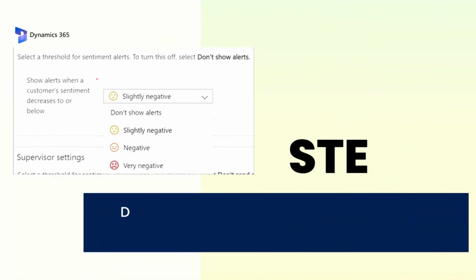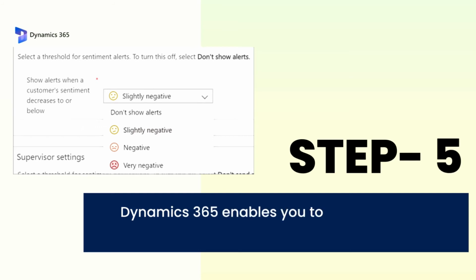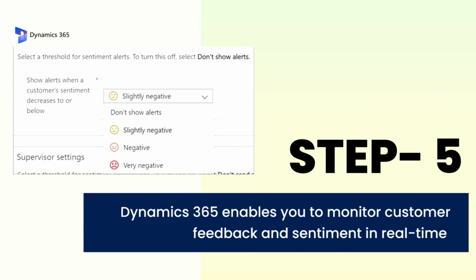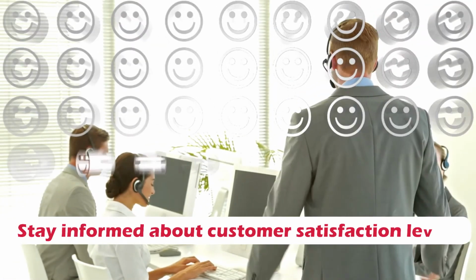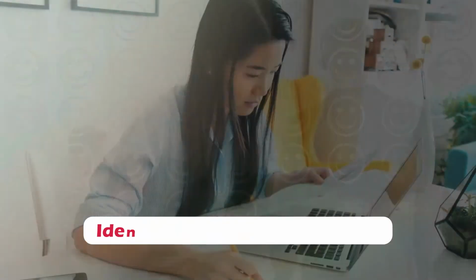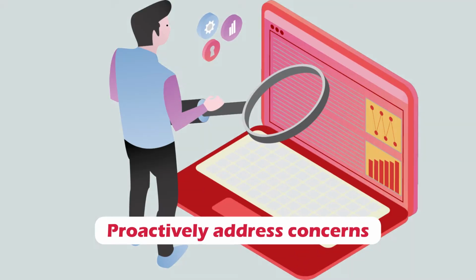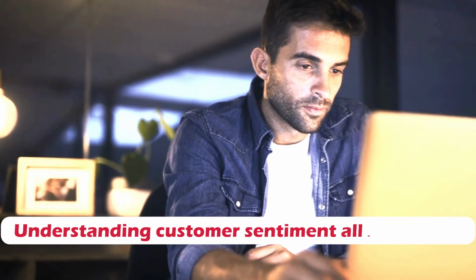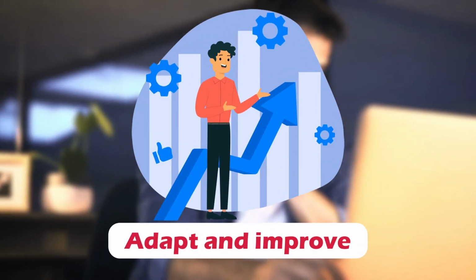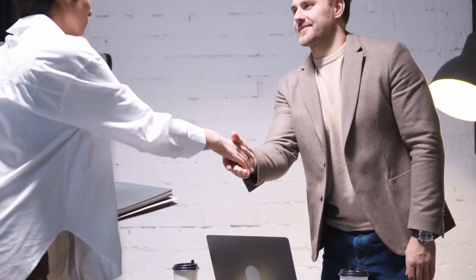Step 5. Dynamics 365 enables you to monitor customer feedback and sentiment in real time. Stay informed about customer satisfaction levels, identify areas for improvement, and proactively address concerns. Understanding customer sentiment allows you to adapt and improve, ensuring a positive and lasting relationship with your customers.